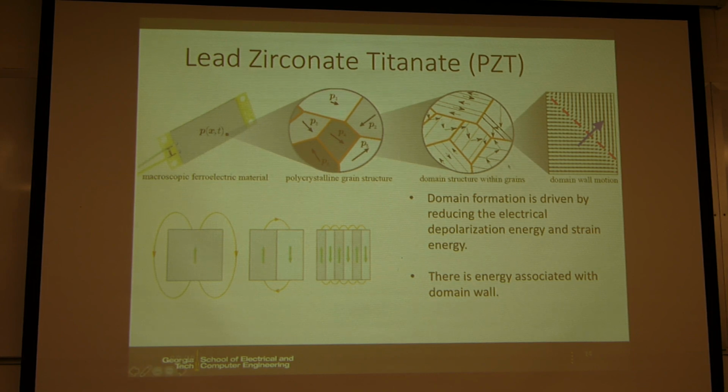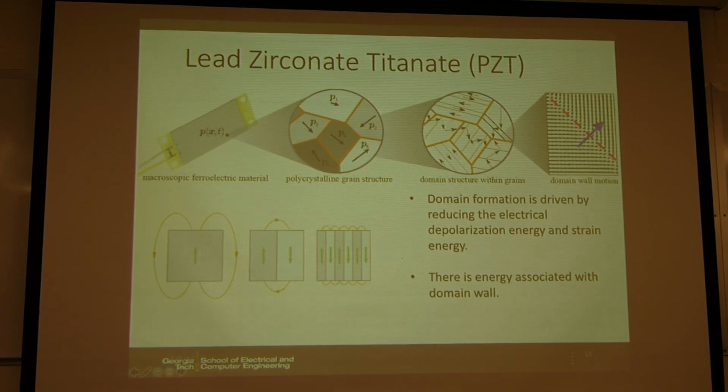In PZT, there are polycrystalline grain structures. Inside each grain, there are domain structures. Between each domain, there's what's so-called a domain wall. This domain wall can move under electric field. The domain wall forms, the first reason being to reduce the electrical depolarization energy.